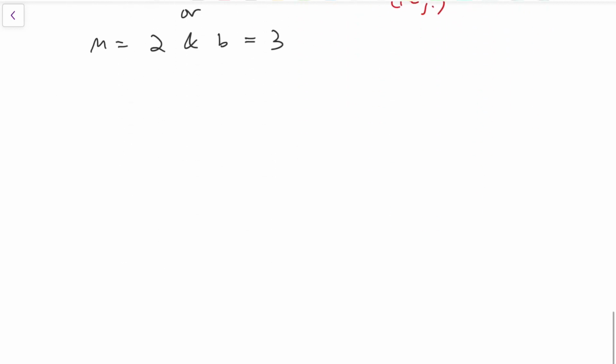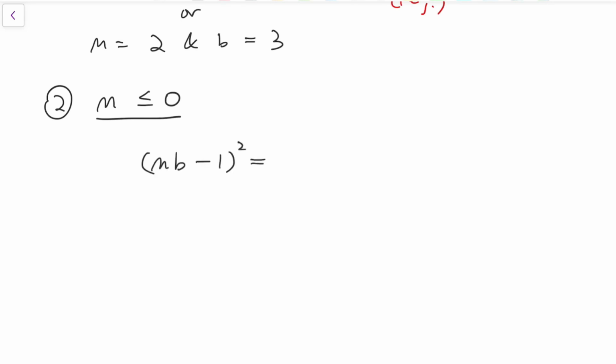For the other case, when m is less than or equal to 0, we can go back to the original equation and make use of some divisibility. At this point, I'm going to try to divide both sides by b and see the remainder, which means mod b. On the left, we have 1 congruent to m mod b, so that means m minus 1 has to be a multiple of b.